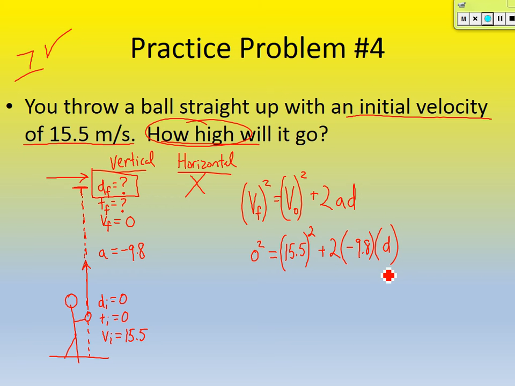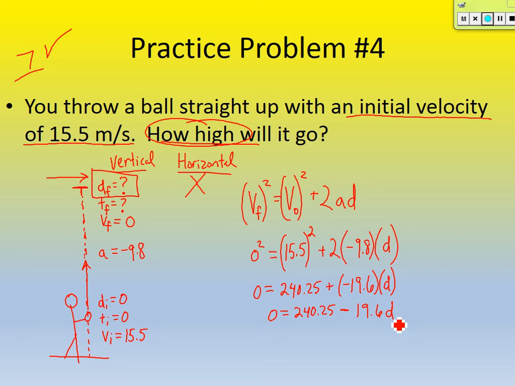Okay, let's go through and simplify this equation as much as we can. 0 squared is 0, is equal to 15.5 squared, which is 240.25, plus 2 times a negative 9.8, is a negative 19.6 times d. So if I simplify this a little bit more, I've got 0 is equal to 240.25. Now, plus a minus, I'm just going to say that's a minus 19.6 d. Okay?